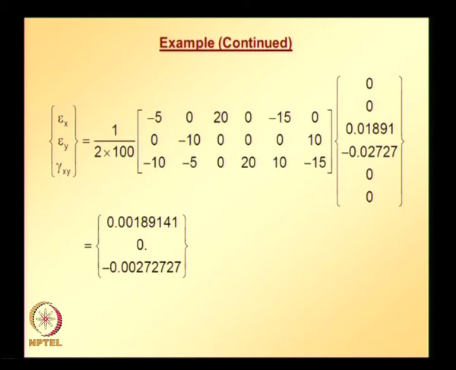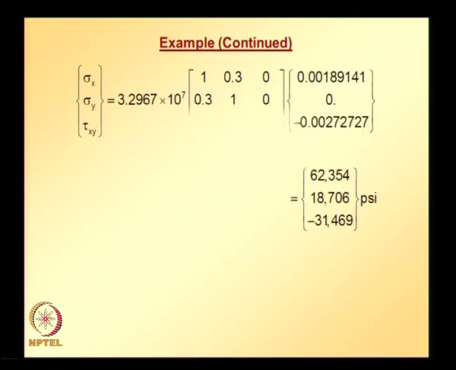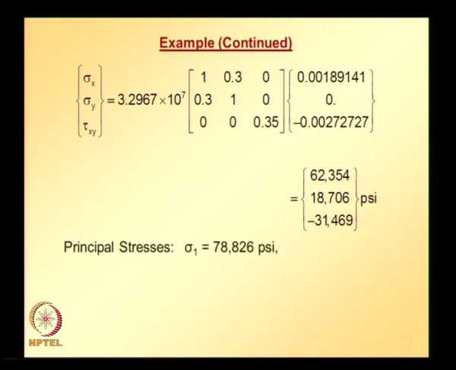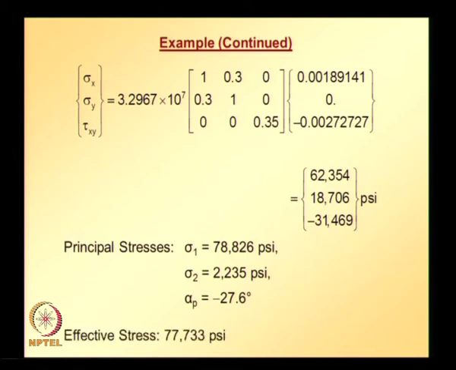These are the strains for element 2, stresses for element 2, similar quantities reported as for element 1, that is principal stresses sigma 1, sigma 2 and the angle between sigma 1 and sigma x, and effective stress.